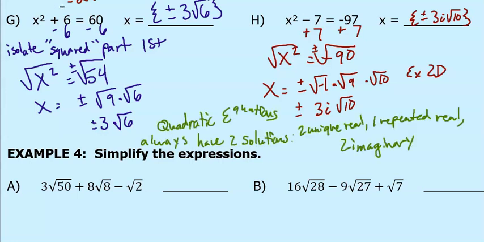So quadratic equations always have two solutions. They either will have two unique real solutions, one repeated real solution, or two imaginary solutions.